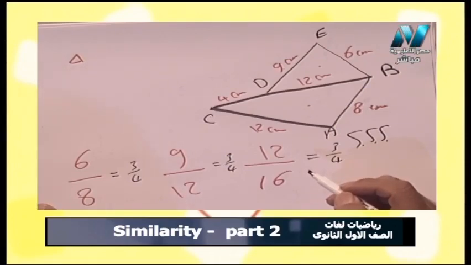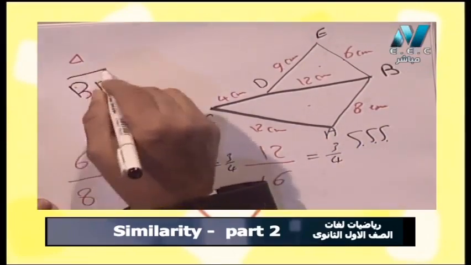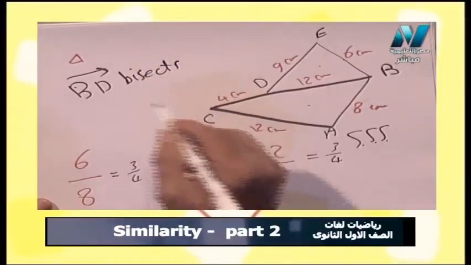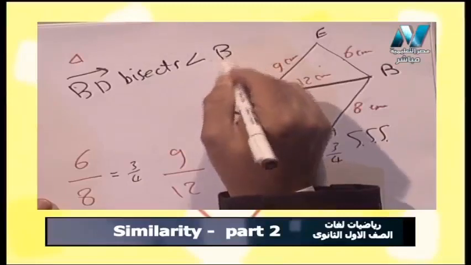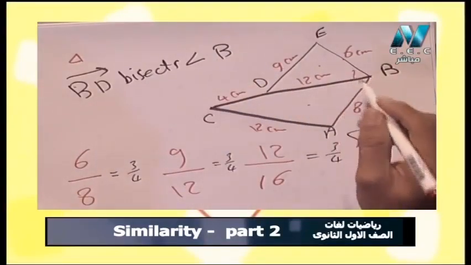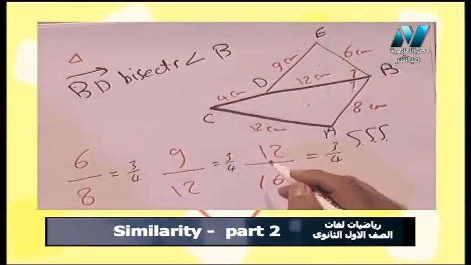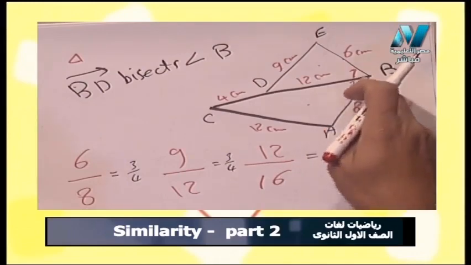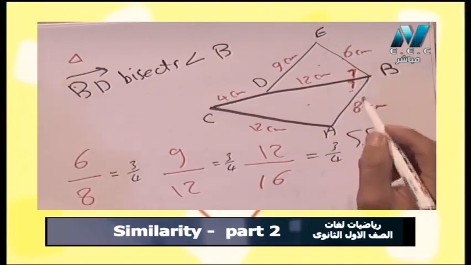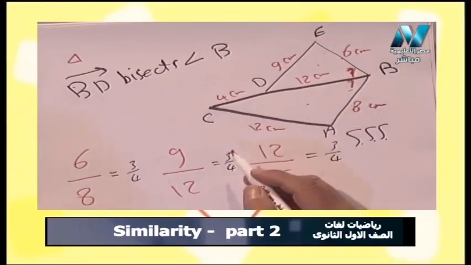And he wants us to prove that the ray BD here bisects the angle B. What that means is that the measure of angle EBD, we try to prove that it equals the angle ABC. We try to prove that the angle here equals the angle here, so the ray BD will bisect it.